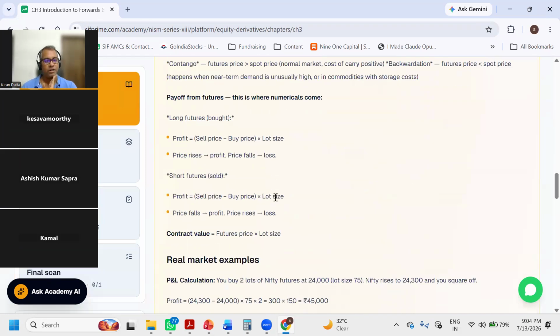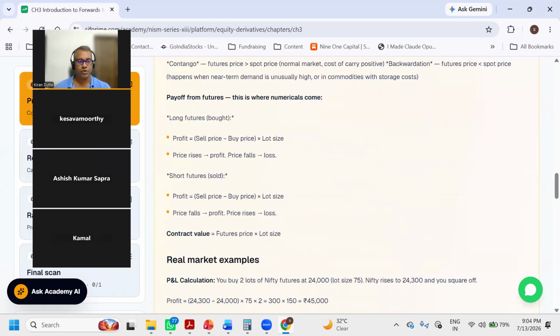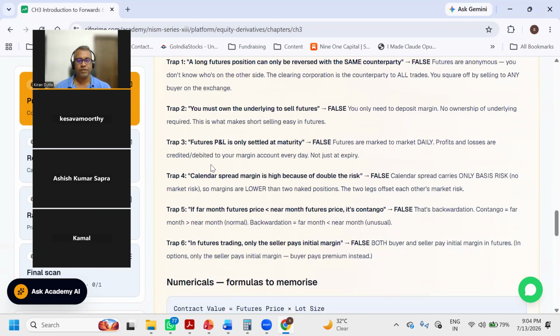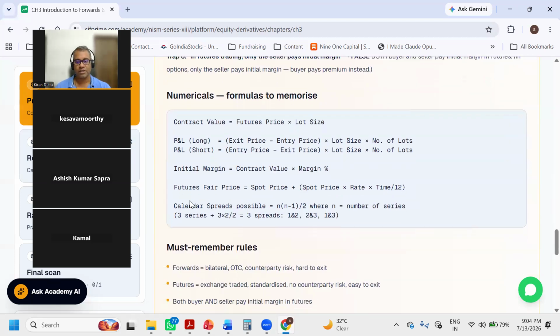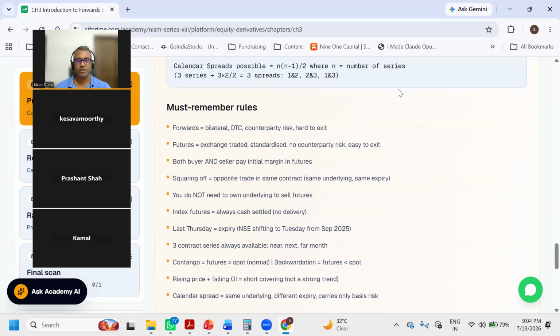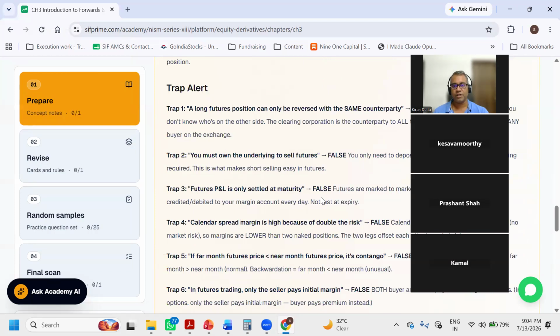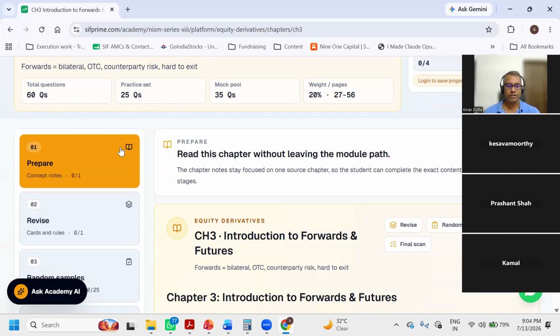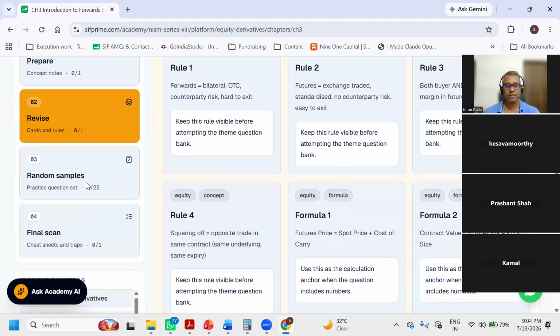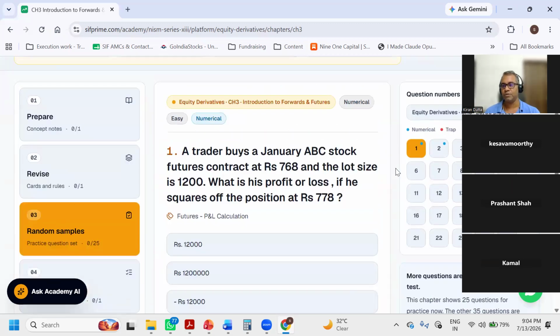Every point here is a possible potential question for you. We have given you the trap alerts, what you have to do, and some numericals: contract value, future price, lot size, and calendar spreads. For 3 months, how many calendar spreads will you have? Three calendar spreads. Must remember rules, etc. You can revise that, and then there are a couple of questions that you can go through.